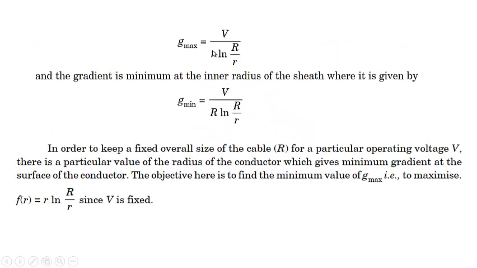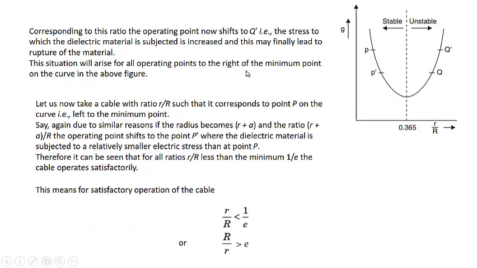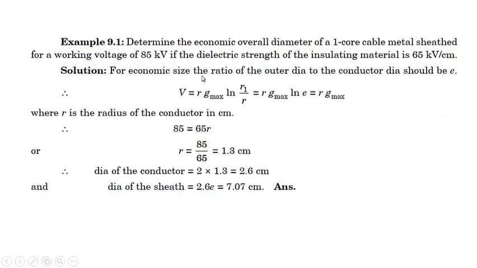this equation, and we have to find out the value of this r for an economical overall diameter. That means when this R by r is equal to e. Because you can see from here, when it's equal to e, that's what this equation has written. For the economical size, the ratio of the outer diameter to the conductor diameter should be e. That is V equals r G max ln of R by r, which is r G max ln of e, which is equal to 1, that's r G max.